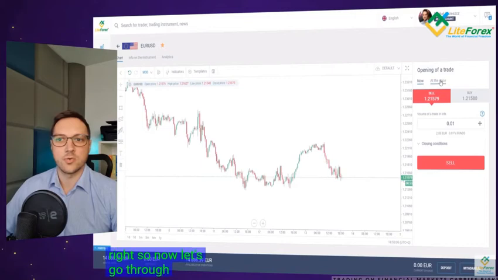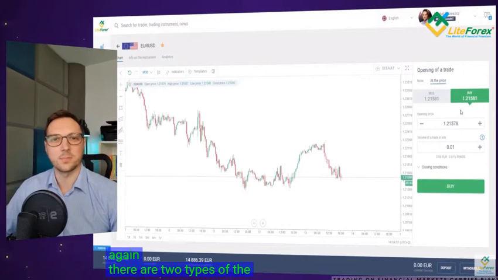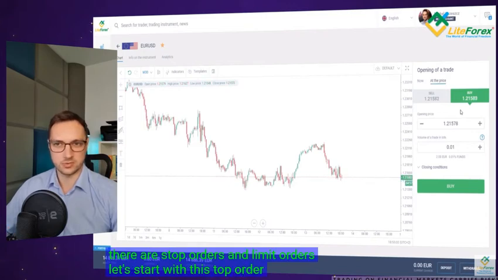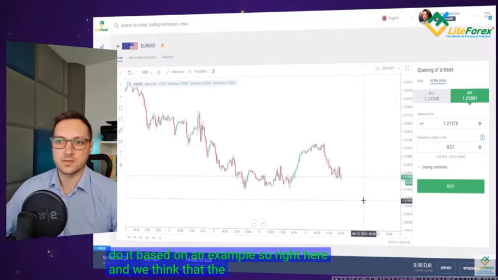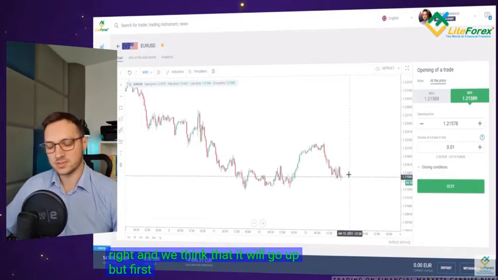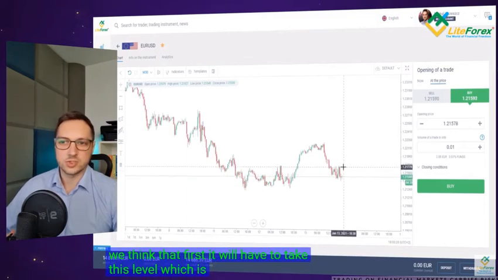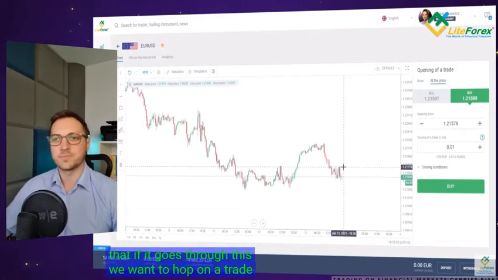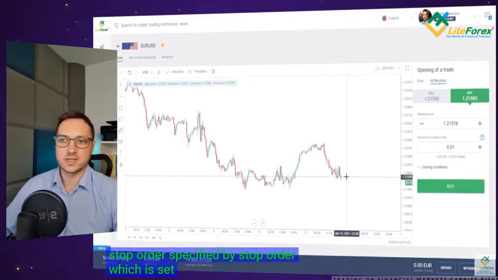So now let's go through the pending orders. Again, there are two types of pending orders: stop orders and limit orders. Let's start with the stop order, and let's do it based on an example. Right here, the price is, for example, 1.2157, and we think that it will go up. But from our analysis, we think that first it will have to take the level of 1.2177, and after that, if it goes through, we want to hop on a trade. And there goes the stop order, which is set above the price.